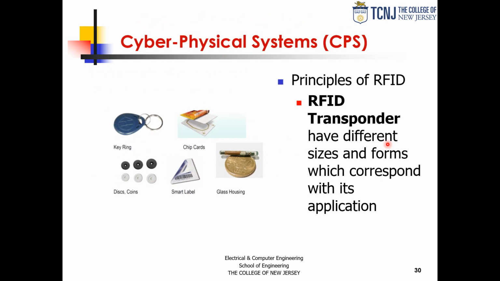So here's some tags. A lot of them come in key ring type fobs. Those are for access control. They are useful for access control to cars as well as to domiciles. So that's an application of the fob form factor. You have it in payment systems, so you can see sort of a credit card there.